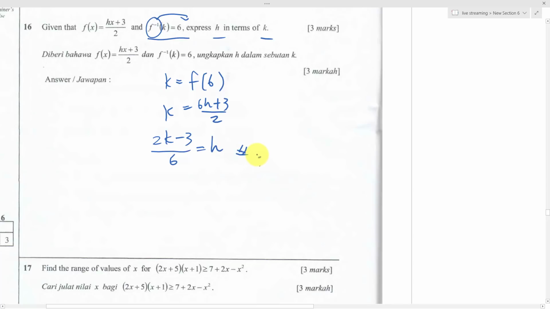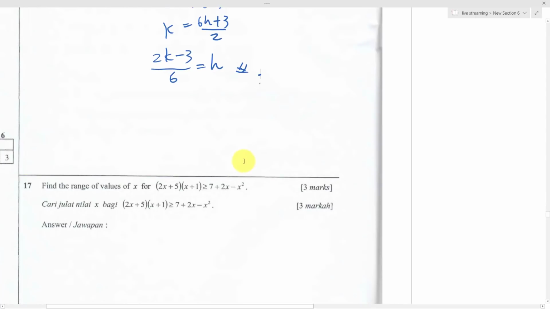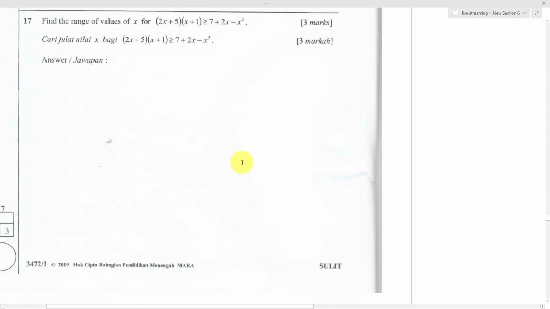It's quite simple. Basically, I can move my f inverse to the other side, it becomes f. Then I no need to do inverse function. You realize in this whole question, I didn't do inverse function, isn't it? You can do power negative 1 because power negative 1 equals 1 over x. Okay, 17. Find the range of it.